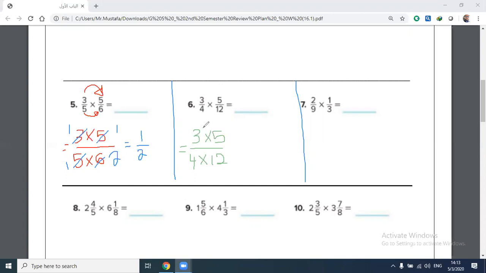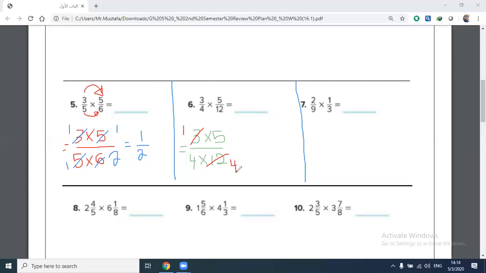Fahad, when you simplify, it means we divide. I have here 3 and 12. Both of them are divisible by what? In the table of 3. So 3 divided by 3 equals 1. And 12 divided by 3 equals 4.